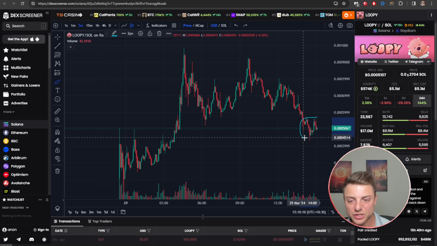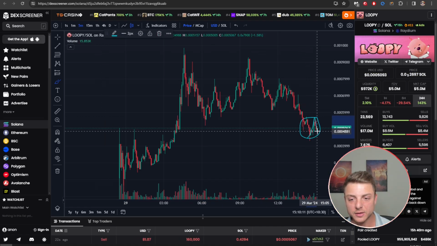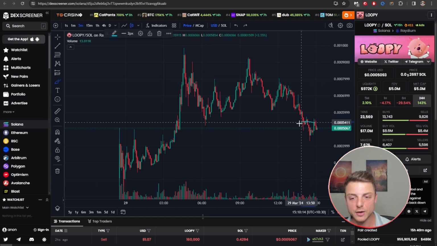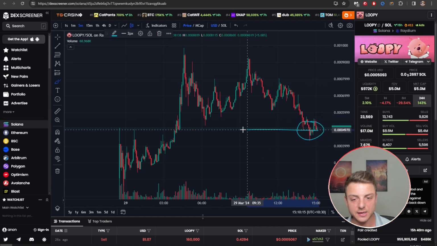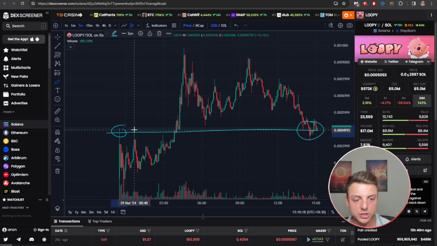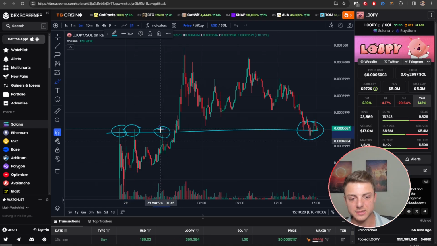And where's price actually acting right now? We're getting a little bit of a sideways bounce in the market. And where exactly is it? You can see it lines up exactly where initially we did have this resistance in the market.